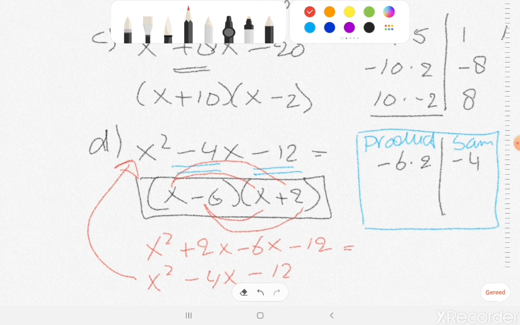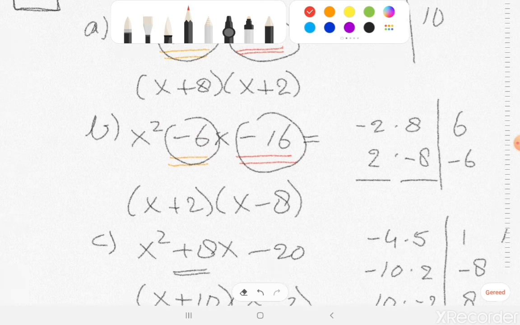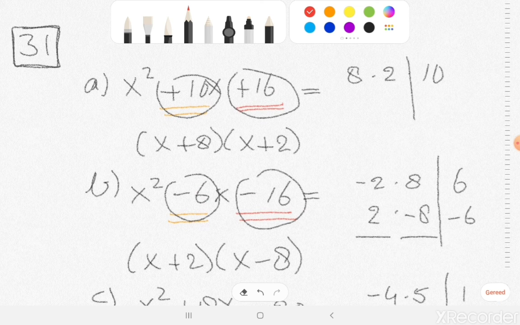So this is an explanation about exercise 31. Hopefully you can do the rest of the exercises with this explanation. Good luck.